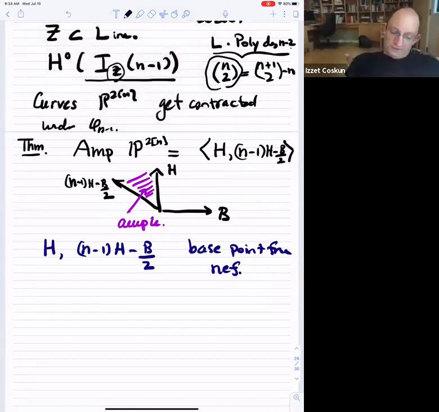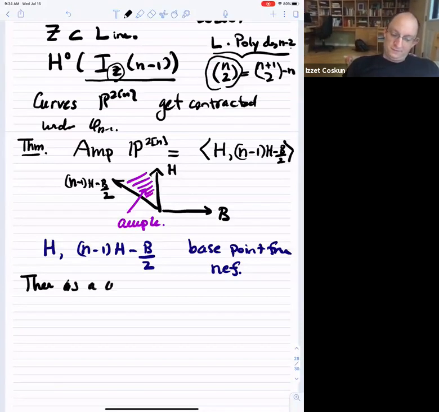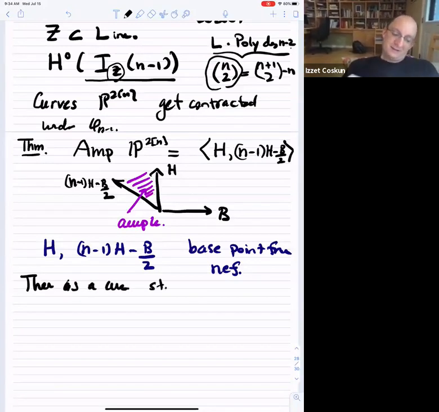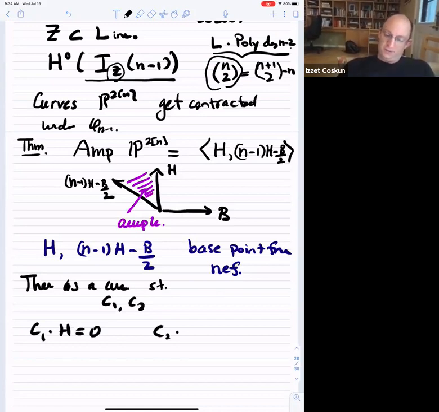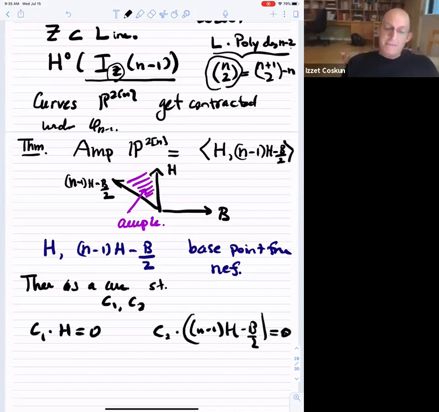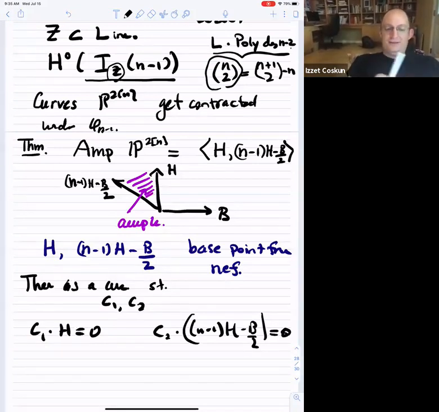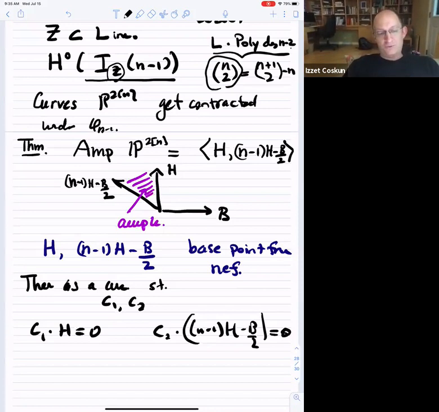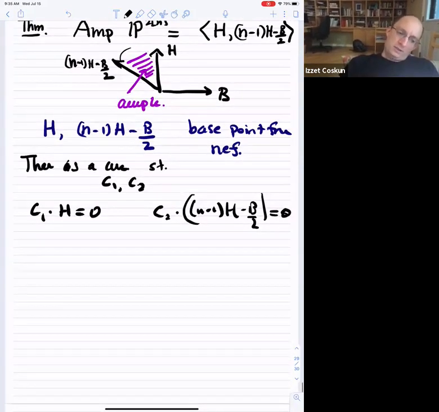But on the other hand, each of these contracts a curve. So there exists a curve C1 and a curve C2, I should say, such that C1 dot h is 0 and C2 dot this one is 0. So in particular, these things cannot be ample. If they were ample, the degree of any curve would have to be positive. So these things are nef, but not ample. So they have to lie in the boundary of the nef cone. And if you want to describe a cone in a two-dimensional vector space, you just need to say the two boundary rays, so you see that the nef cone is precisely this and the ample cone is the interior.